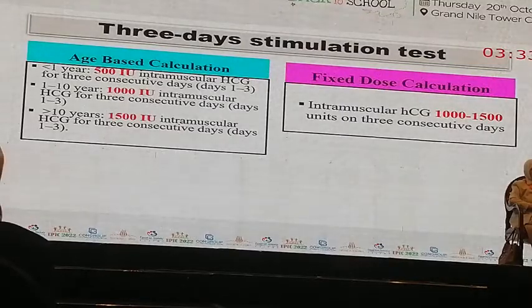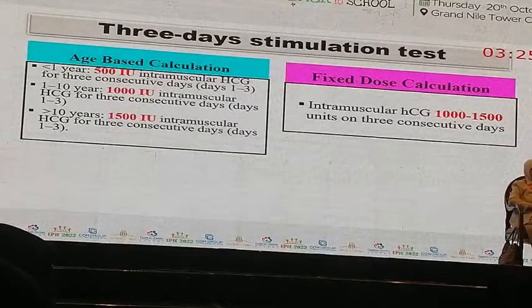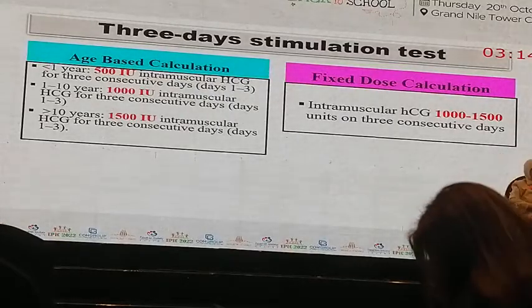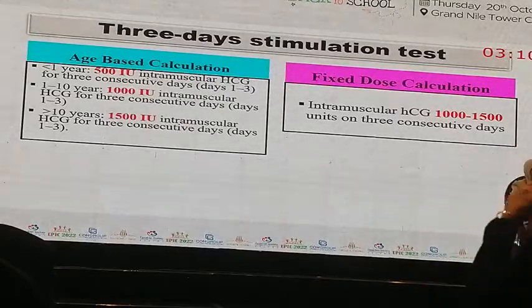As you see here, for the age-based, according to the age, if less than 1 year, we use 500 units. For 1 to 10 years, we use 1,000 units intramuscular. And for more than 10 years, we use 1,500. For the fixed dose calculation, we use from 1,000 to 1,500 for 3 consecutive days.